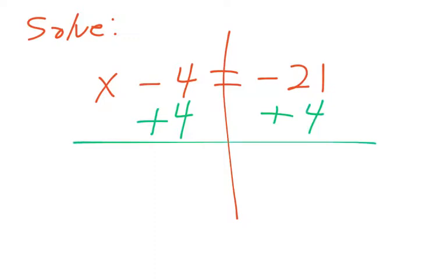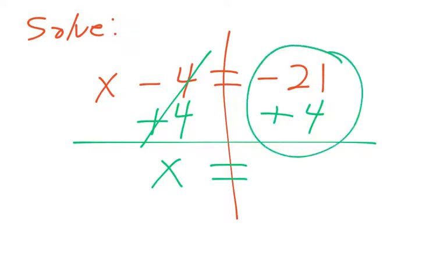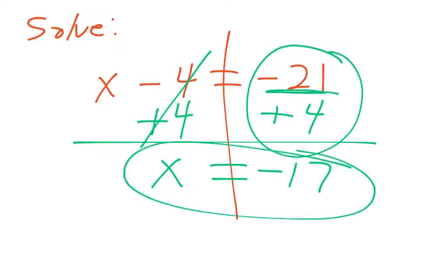Okay? So now on the left-hand side, minus 4 and plus 4, they cancel off because they give an answer of 0. So all we're left with is x. And on the other side, all we have to do is our math. Since we're adding a positive and a negative, we subtract and then keep the sign of the bigger number. So 21 minus 4 is 17. But the bigger number is that 21, so it's going to be negative 17 is our final answer.